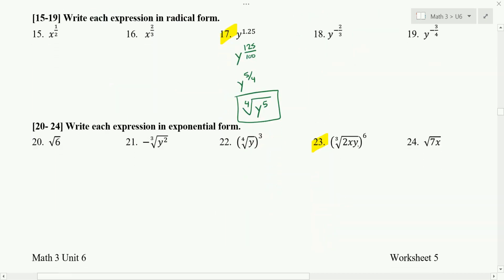Number 23, we're to write each expression in exponential form. So everything's raised to the sixth power, but we want the cube root of it, so this is 2xy in parentheses to the 6 over 3 power. Now that 6 over 3 can reduce, so we get 2xy to the second power. And we can go ahead and square everything, and we end up with 4x squared y squared.